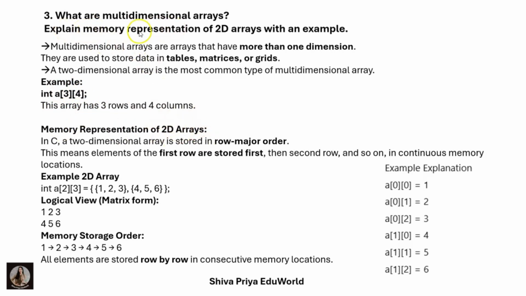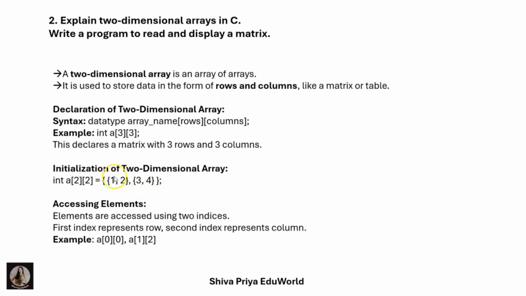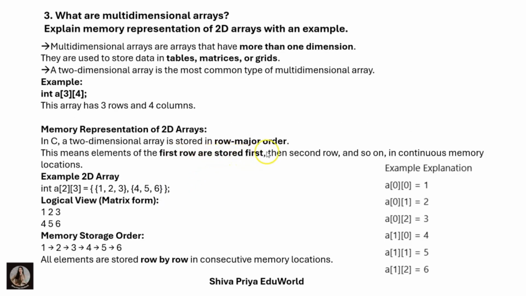Memory representation of a 2D array. They have asked us to represent the memory of a 2D array. In C, two-dimensional arrays are stored in row major order. What does row major order mean? That means the elements of the first row are stored first. Here you can see the elements of the first row are stored first. After that, the second row. This is the first row and second row. Clear? The elements of the first row are stored first, then the second row, and so on. It continues in consecutive memory locations. It stores the elements of the first row, after that the second row. Clear? I have already explained that.